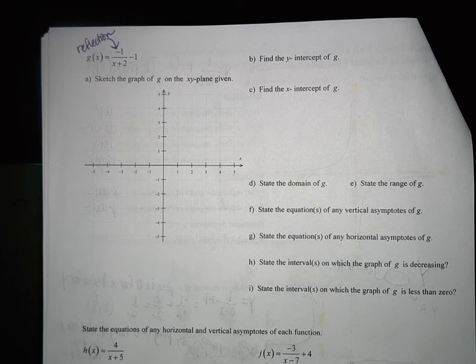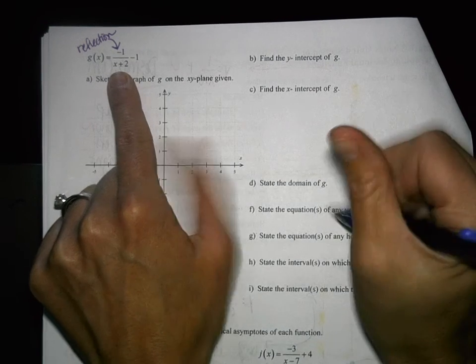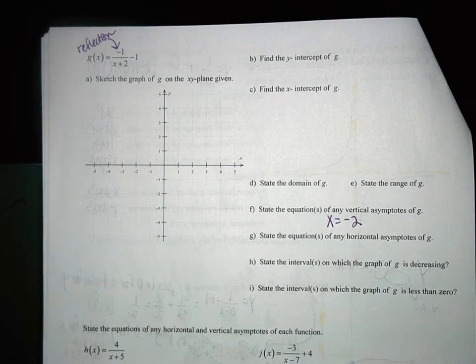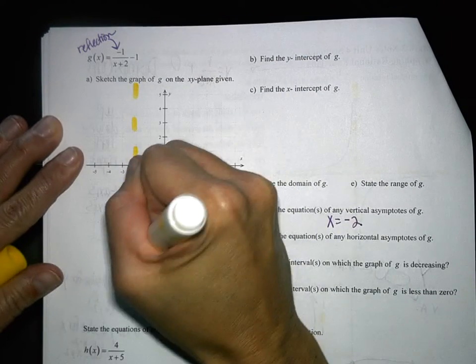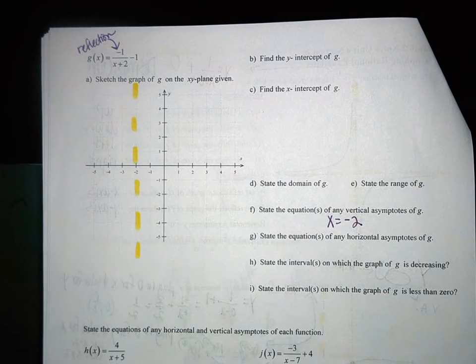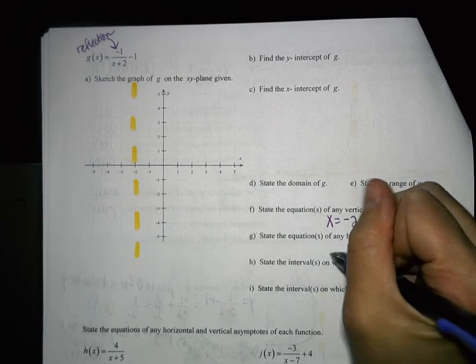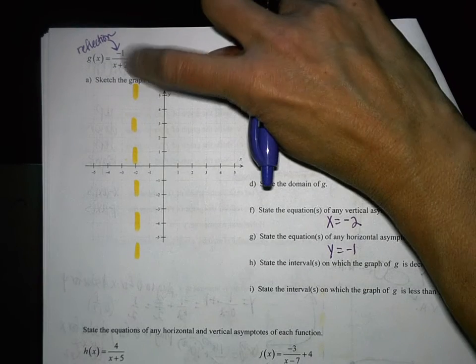So, what will be my vertical asymptote on here? We set our denominator equal to 0, and my vertical asymptote is x equals negative 2. So we go to x equals negative 2, and we make our asymptote there. What will be my horizontal asymptote? Y equals negative 1. That value just came from the number here at the end. Y equals negative 1, and we're going to make that dotted line.